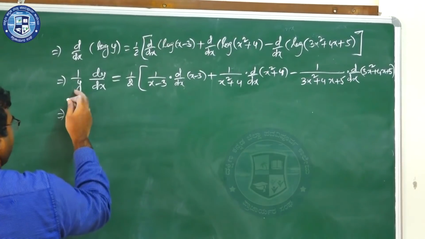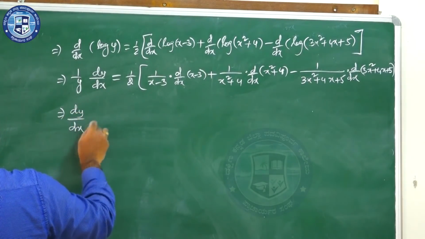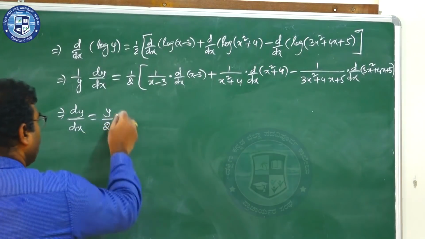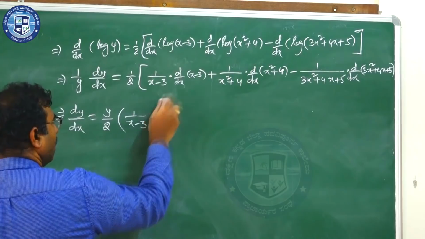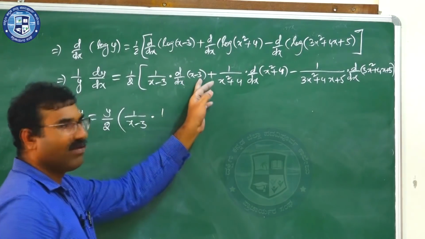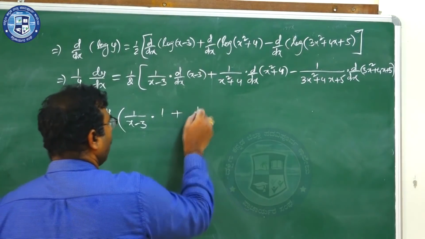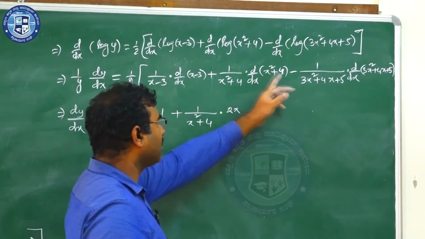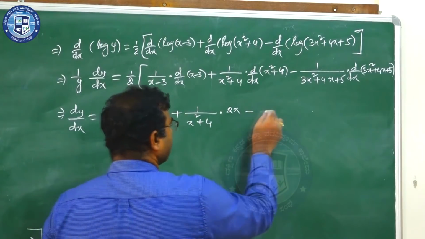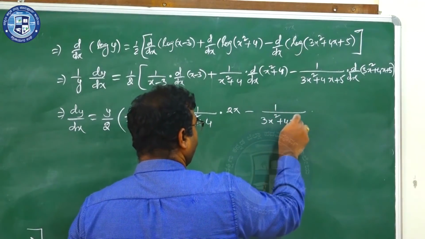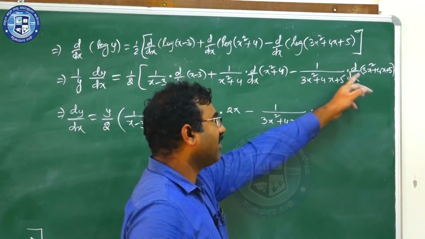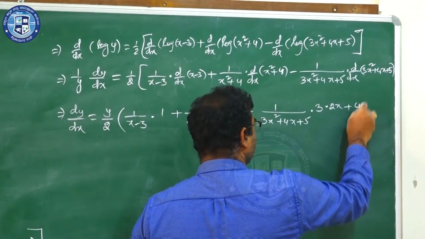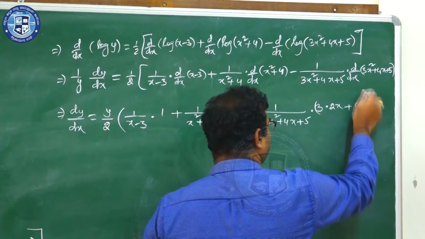So, take this y to the other side. dy by dx is equal to y by 2 into 1 by (x minus 3) into derivative of x, which is 1, and derivative of 3 is 0, plus 1 by (x square plus 4) into d by dx of x square, which is 2x, and d by dx of 4 is constant 0, minus 1 by (3x square plus 4x plus 5) into d by dx of 3 into x square, differentiation 2x, plus 4x differentiation is 4, and constant is 0. Right? We are getting like this.